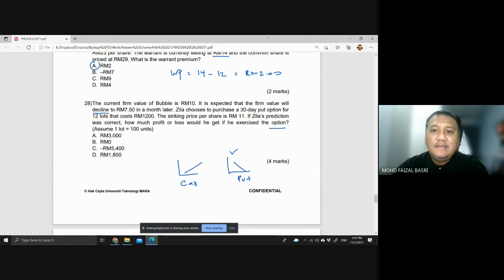So dia beli, dia beritahu. Patutnya jangan beritahu. 30-day put option for 12 lots that cost 1,200. So this is the premium, 1,200 ringgit. Lump sum, you tak perlu darab dengan mana-mana lagi. Just 1,200. Striking price is 11 ringgit. Okay, if the prediction correct, how much profit or loss kalau dia exercised?